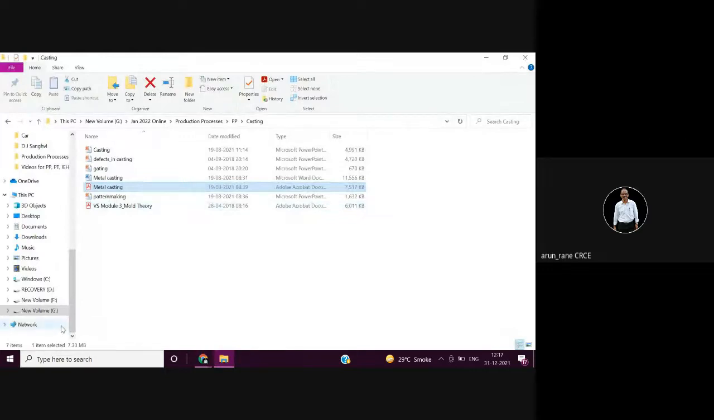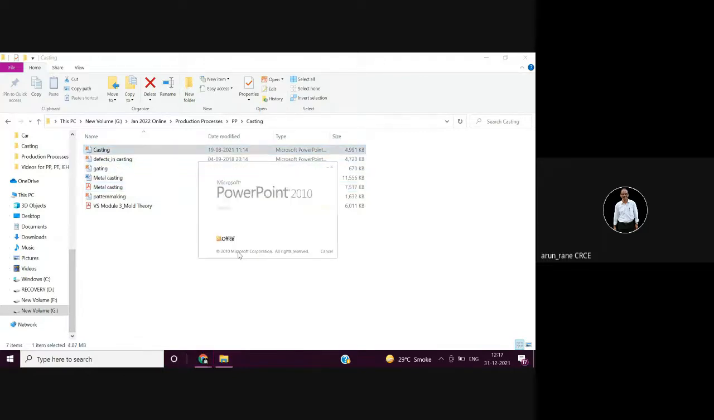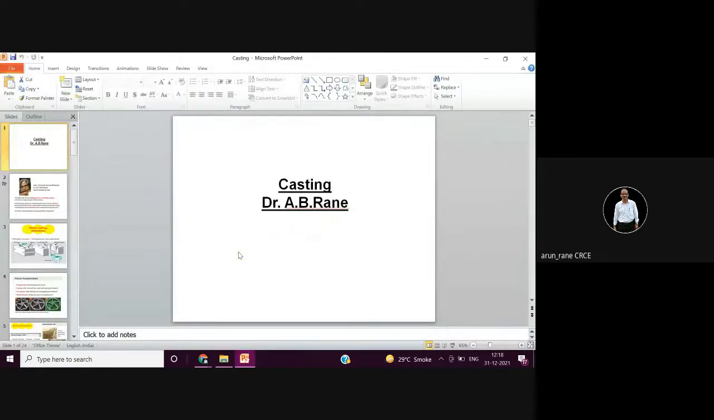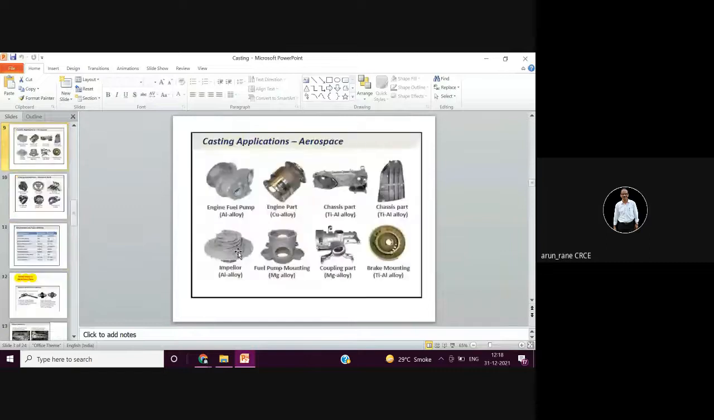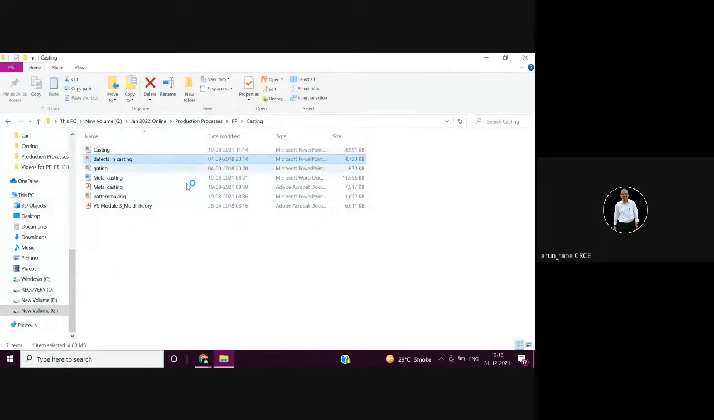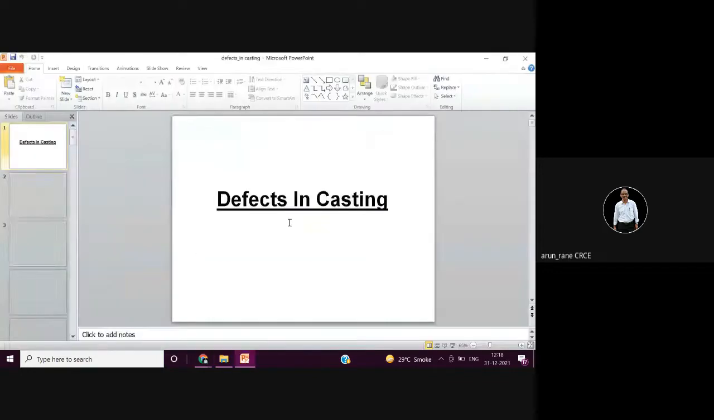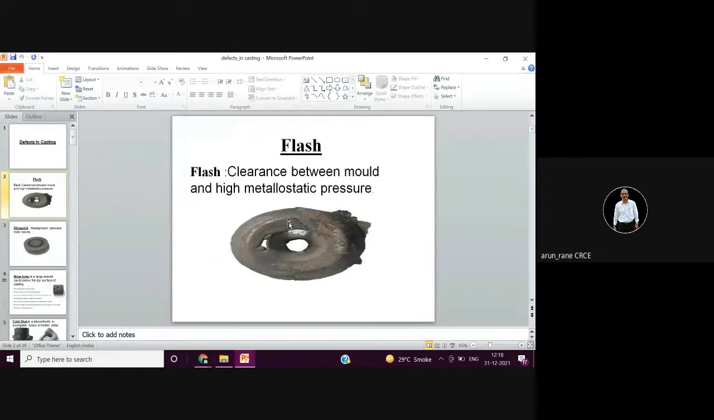So this I will upload. This has been covered already, casting. So the weightage of this will be around 12 to 20 marks. So this we already seen. This separate presentation on defects in castings. Flash.